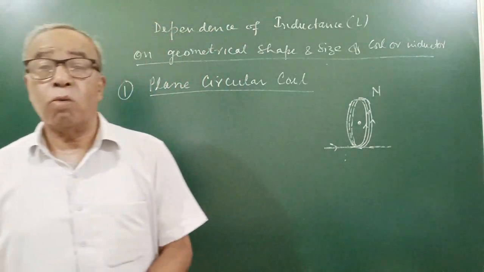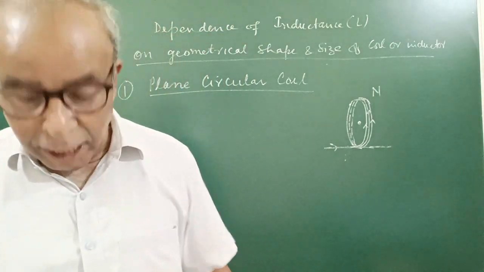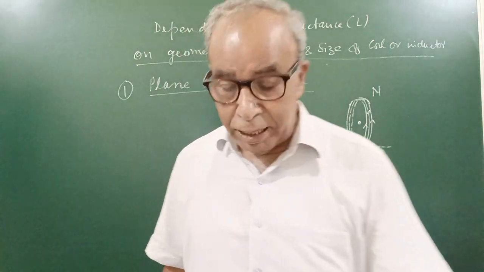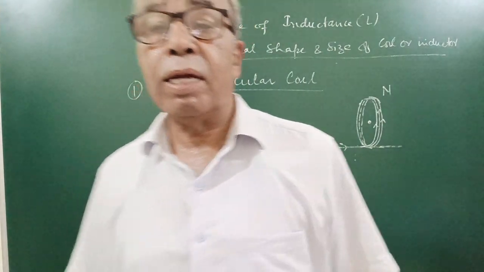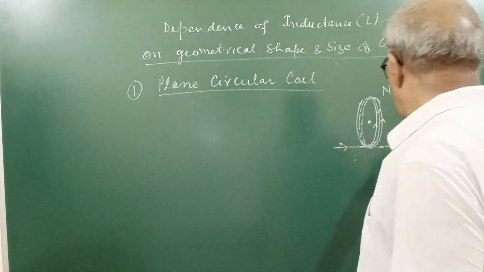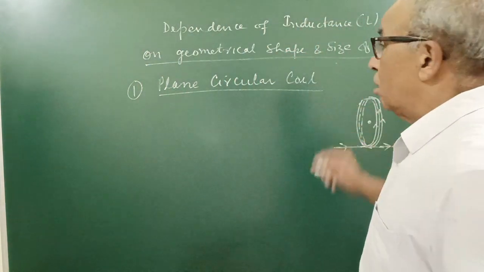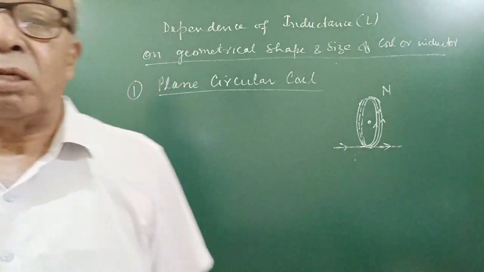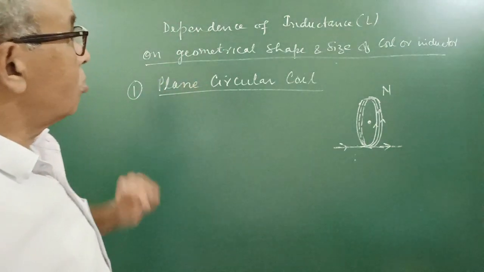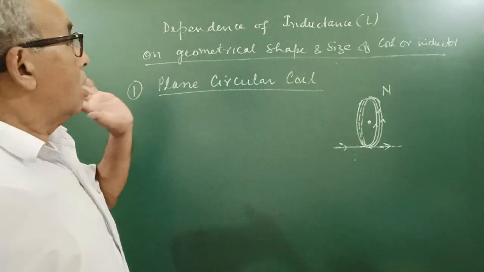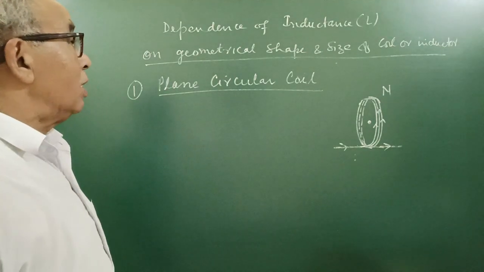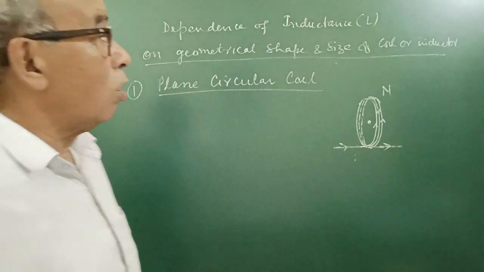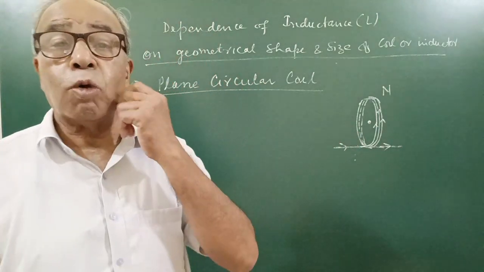Yes, friend. Now, in the last video, I told you the coefficient of self-inductance and the phenomenon of self-induction, and I told you L is called the coefficient of self-induction. So now we will come to the point: how does the inductance L depend on the geometrical shape and size of the coil or inductor?